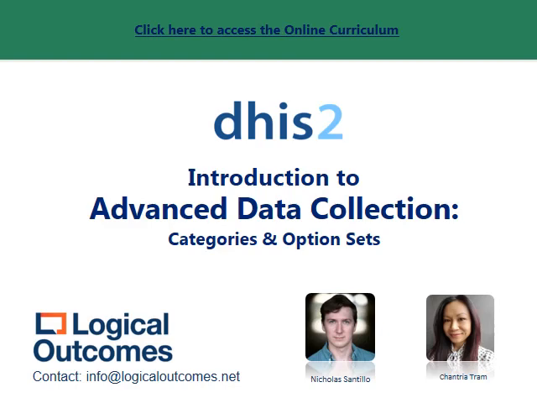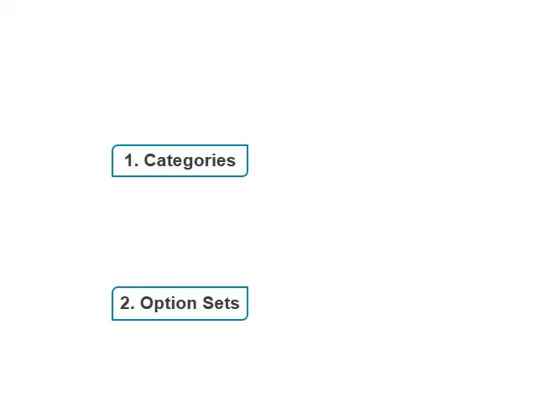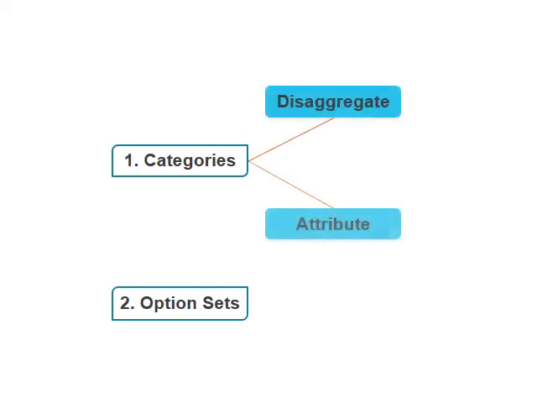Today we're going to be looking at advanced data collection in DHIS2, specifically categories and option sets. So first off, we have categories. Categories are what we're going to spend most of our time on today because there are two types of categories in DHIS2. Yes, and that would be disaggregate and attribute. And we'll be looking at option sets within this video because, to be honest, they're quite simple.